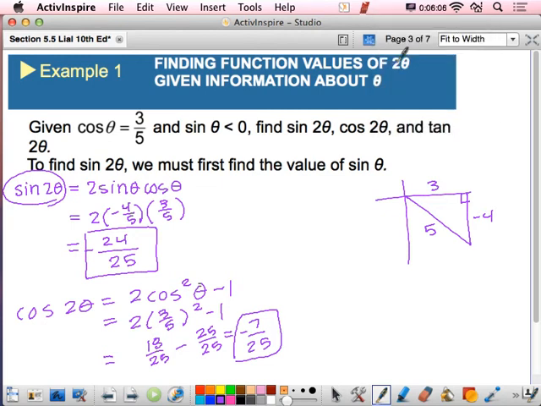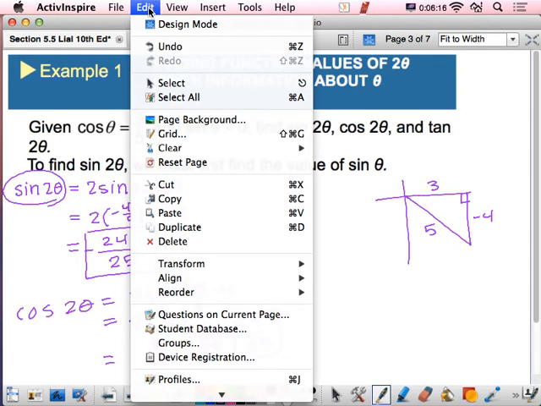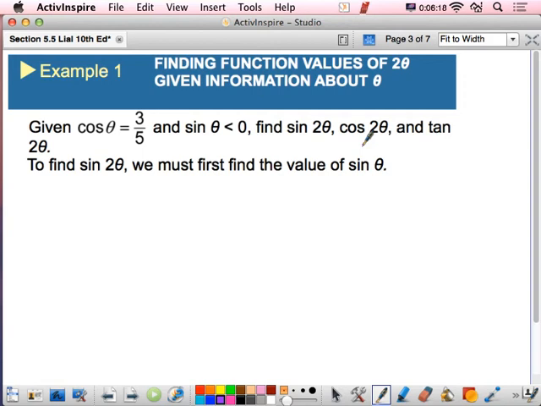Okay, so next we want to find tangent of 2 theta, and I'm just going to erase all of this and pretend like we don't know anything. We're just going to start back over. If we started this problem and we wanted to find tangent of 2 theta, what formula would I use? Tan of 2 theta equals 2 tan theta over 1 minus tan squared theta. So in order to find tangent of 2 theta, I first have to know tangent of single theta.